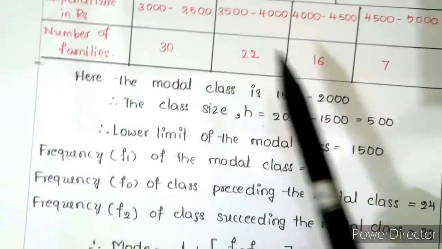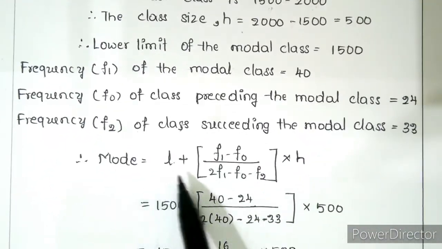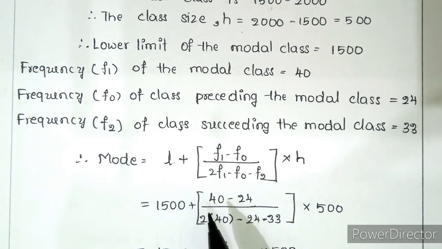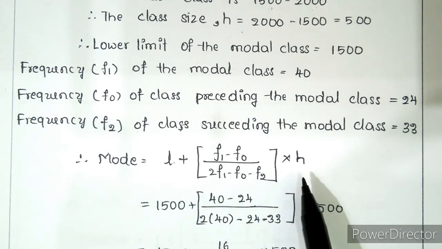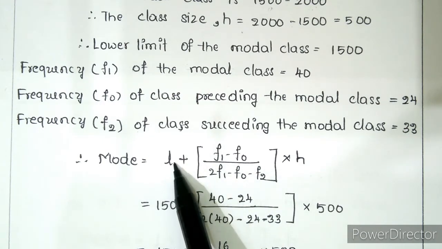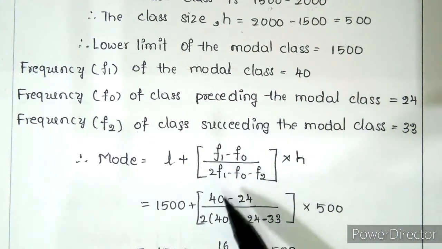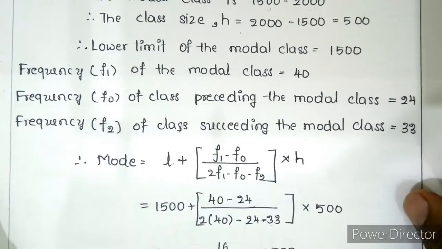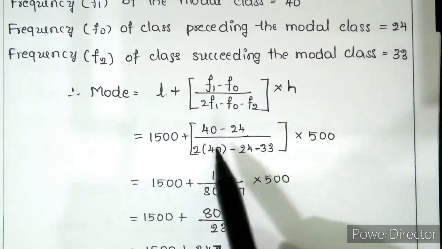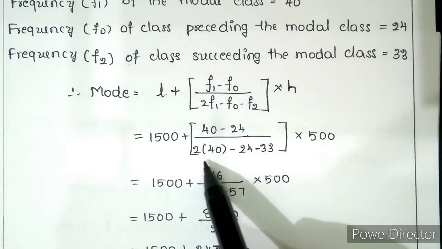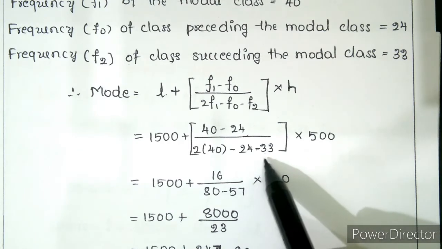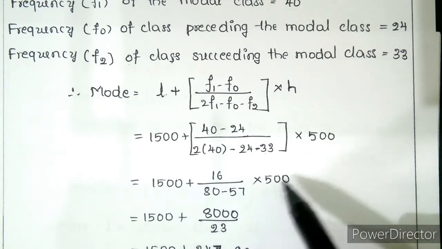Next you have the formula: mode equals L plus (f1 minus f0) divided by (2 f1 minus f0 minus f2), into h. It is a very important formula. The value of L is 1500, f1 is 40, f0 is 24, f2 is 33, and h is 500. Substitute as it is. 40 minus 24 you get 16, 2 into 40 you get 80, minus 24 minus 33, same sign, add it up, you get minus 57, into 500.